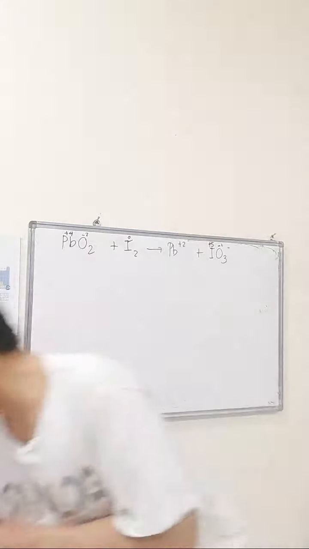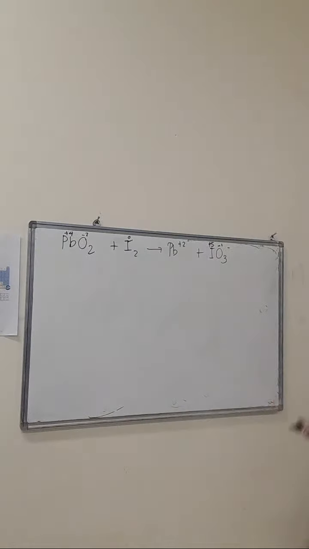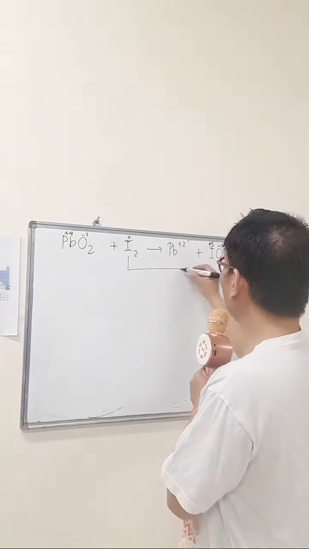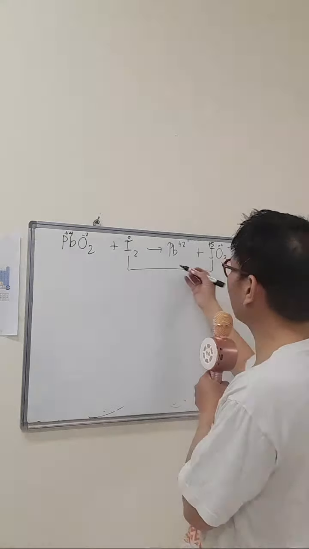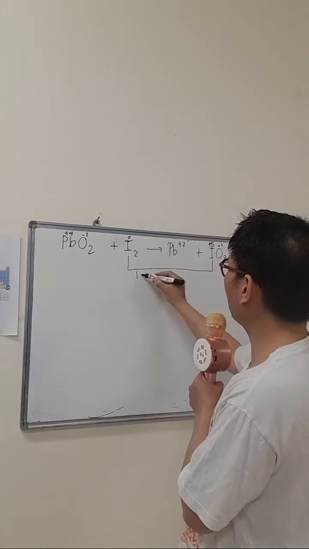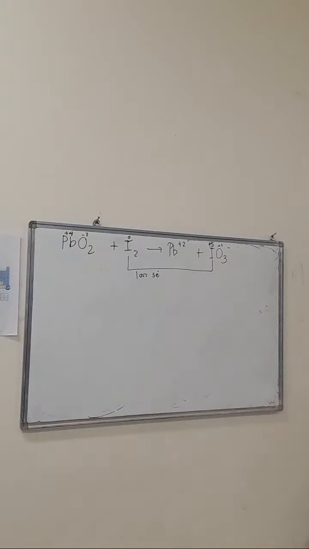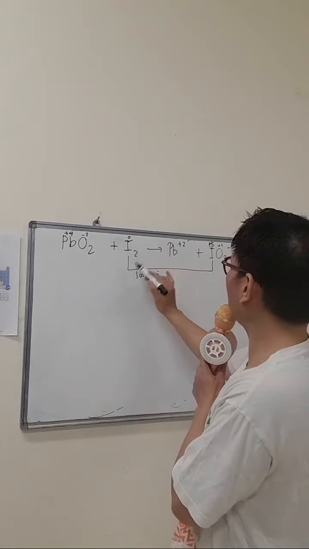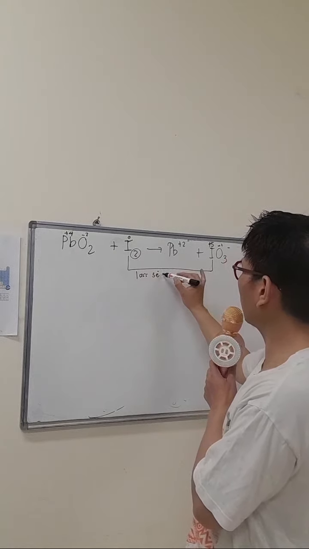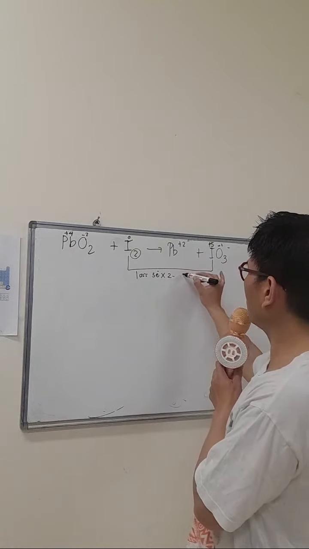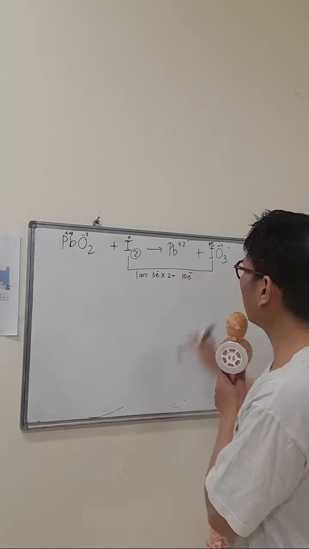Now determine oxidation and reduction. Oxidation is the loss of electrons, meaning an increase of the oxidation state. It's going to be iodine gas to iodate, so an increase and a loss of 5 electrons, from 0 to 5. Since we have a subscript 2 in iodine, it's 5 electrons times 2, equal to 10 electrons.